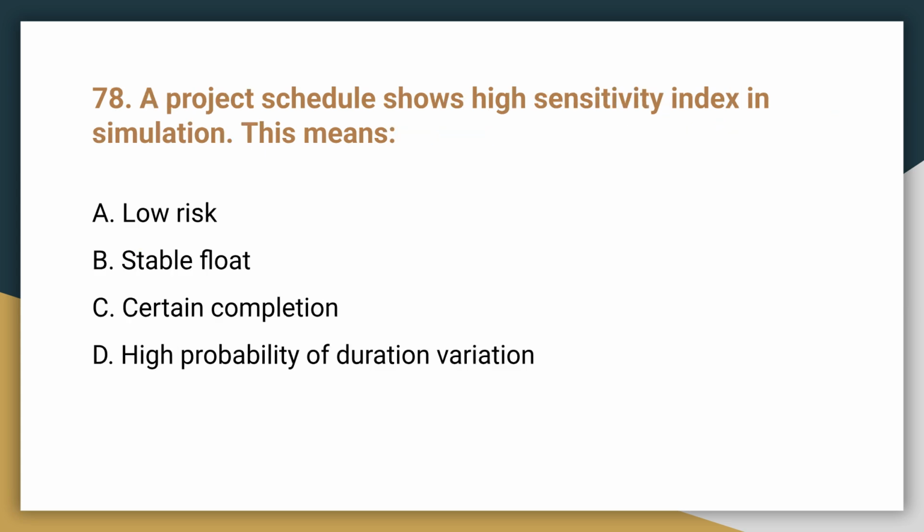Question 78. A project schedule shows a high sensitivity index in simulation. What does this mean? This means D. High probability of duration variation. A high sensitivity index indicates that variability will strongly impact the final duration.